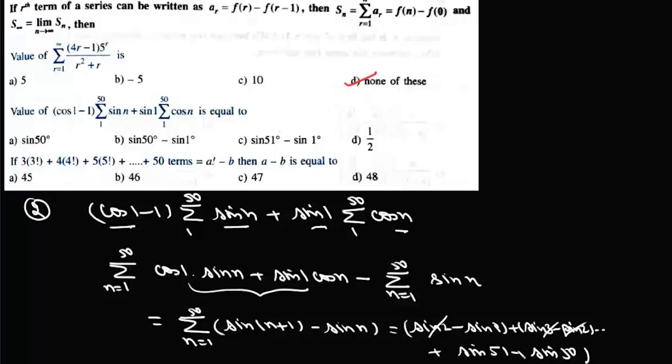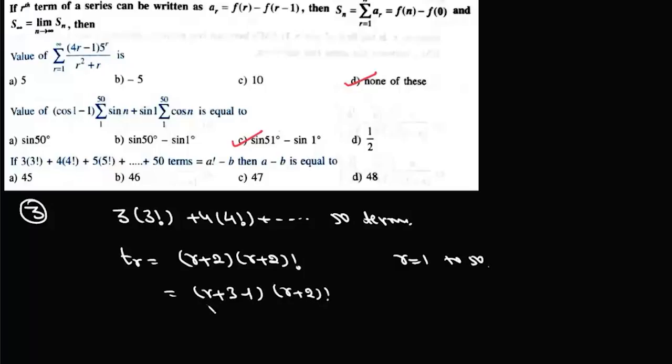Now these successive terms will cancel. So we'll get this result as sin 51 degrees minus sin 1 degrees, and that's your option C. So the answer to the second question is option C. And then we have this third question, where it is 3 into factorial 3 plus 4 into factorial 4 up to 50 terms.